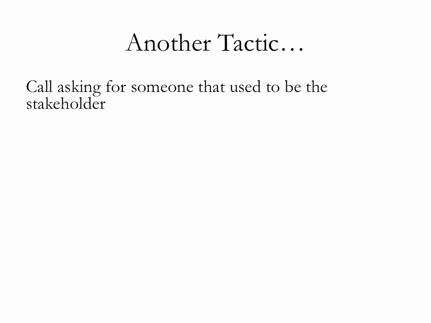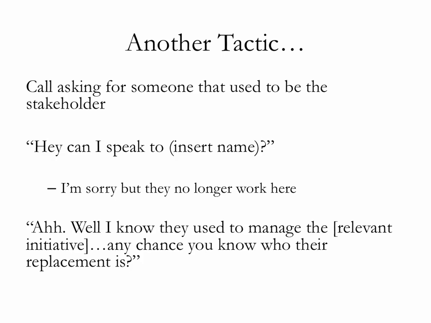Let's talk about another tactic that's worked really, really well. And that's calling and asking for someone that used to be the stakeholder. So how this typically unfolds is you find somebody on LinkedIn and it turns out that they used to be the right person you needed to talk to, but you can't find the person who replaced them. So what I do in this situation is basically ask for that person who I know used to be the right person. Hey, can I speak to whatever that person's name is? And you can expect them to say, I'm sorry, but they no longer work here. And you fully know that that's probably what they're going to say. Well, I know they used to manage the specific initiative that's relevant to you. Any chance you know who their replacement is?